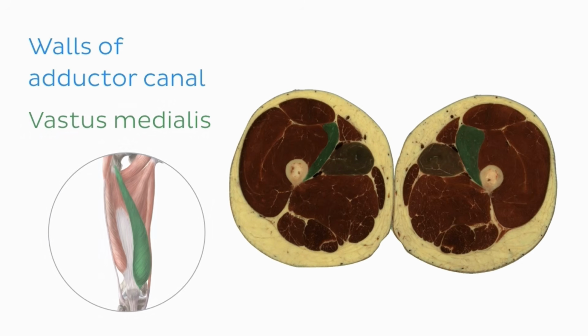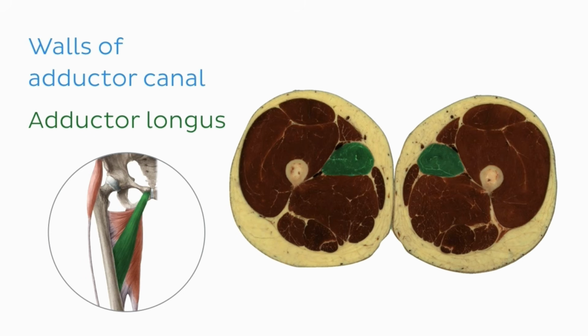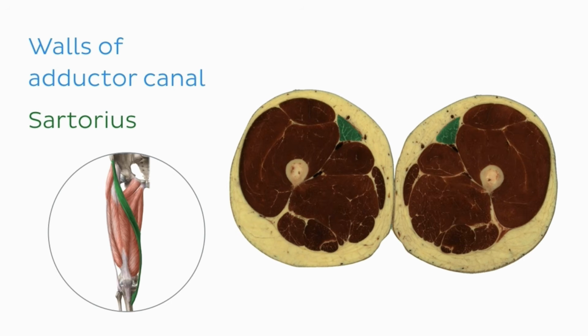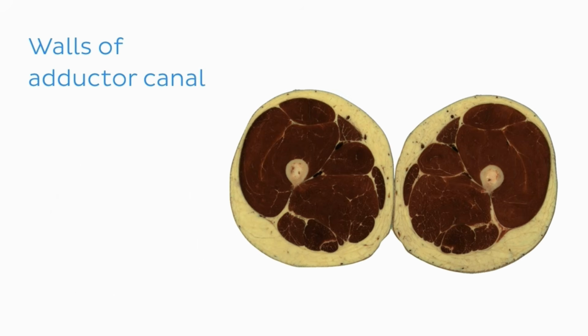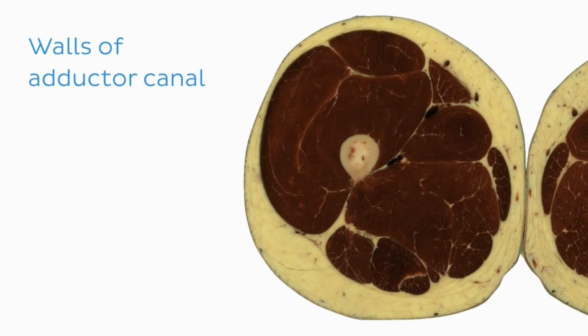Now what we can see highlighted is the posterior wall of the adductor canal, and this is in the proximal portion of the thigh, so this muscle is the adductor longus muscle. And finally, the muscle that's highlighted is the sartorius muscle, and this makes up the medial wall or the roof of the adductor canal. And of course, the reason we're looking at these walls is to find the adductor canal itself, which is here, running between those 3 muscles.